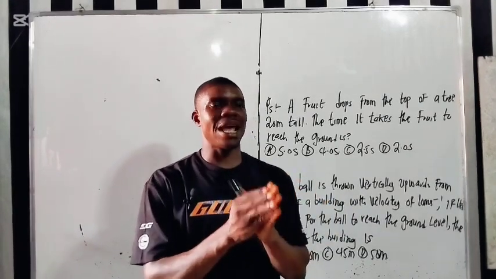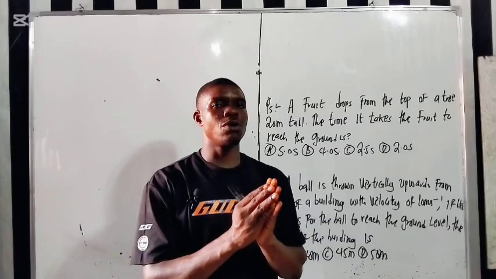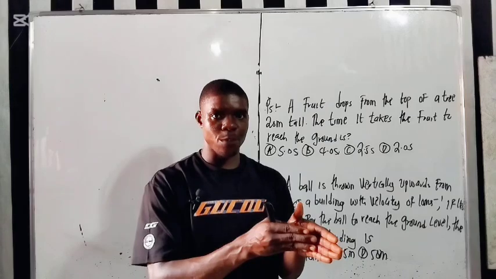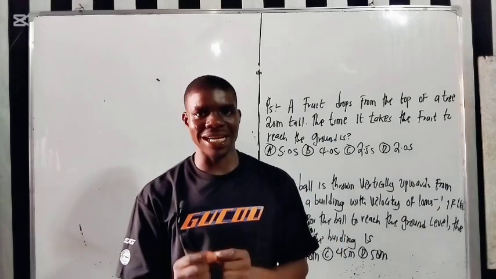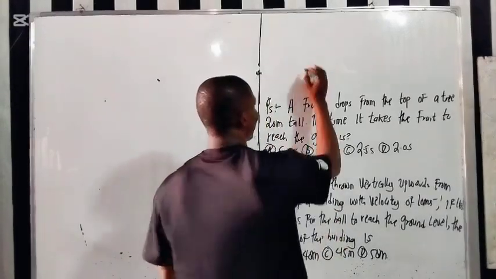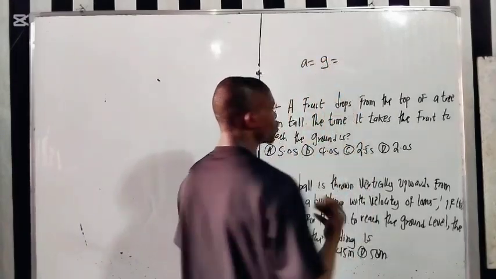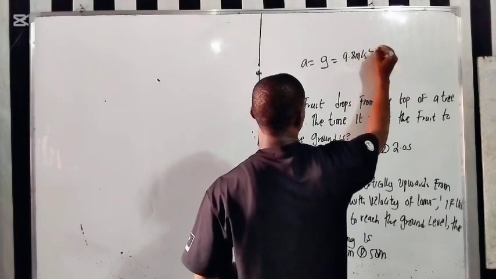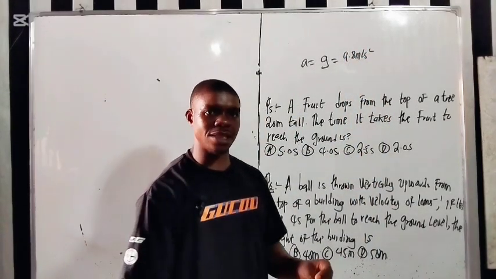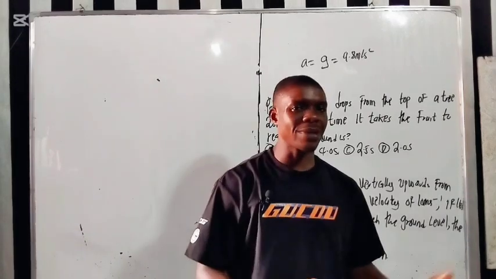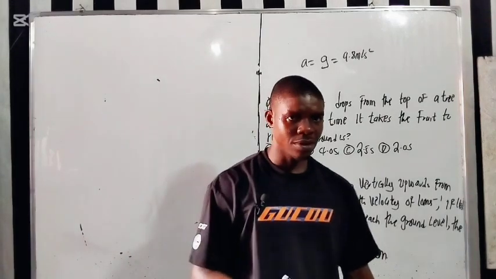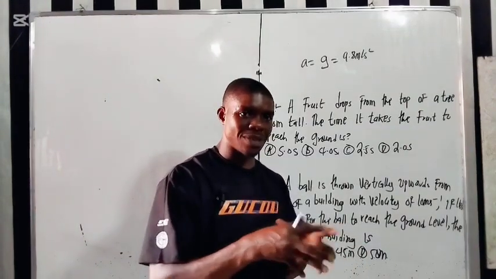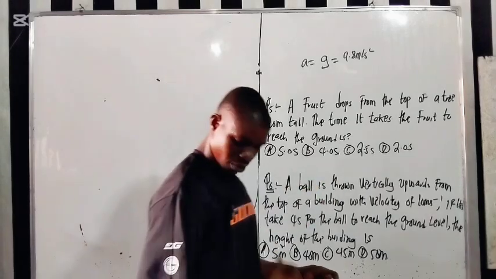So g is always constant. When a body is moving upward or downward, moving under the influence of gravity, the acceleration is always constant. The acceleration is called g. My a is g, which is acceleration due to gravity, which is going to be 9.8 meters per second squared or 10 meters per second squared, depending on the value given to you. If the value is not given to you, you can use 10, right? You're still going to get close to the same answer, and you're still going to see the options.